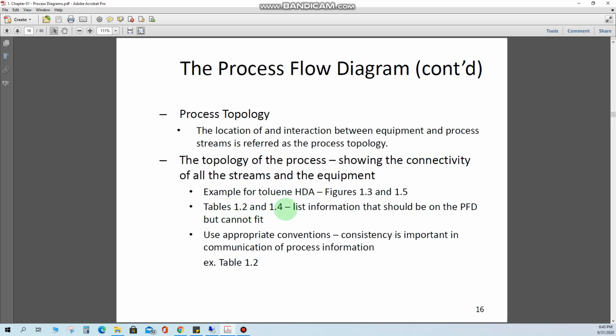The second one, the tables, will give you the information that should be on the PFD but cannot fit. So in the process flow diagram, we need to have the information for the stream, and we should have information for the stream composition. Use appropriate conventions. Consistency is important in communication of process information.